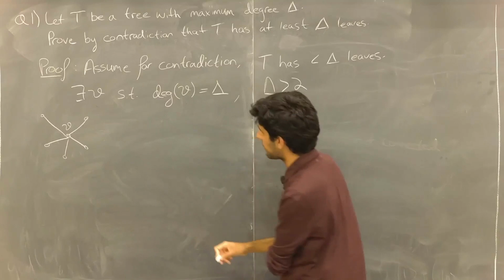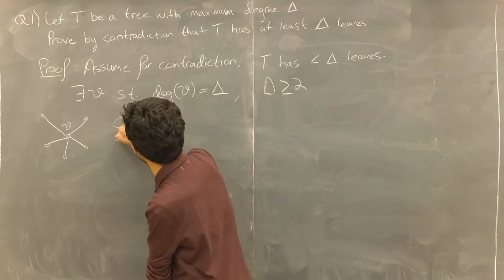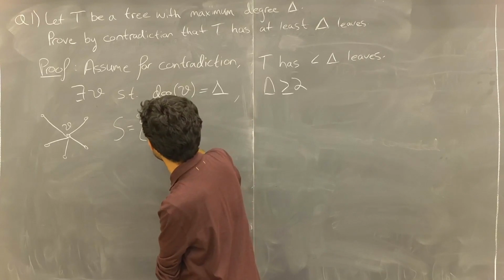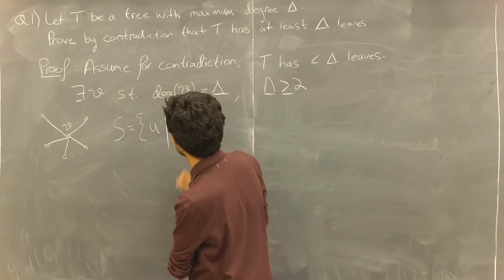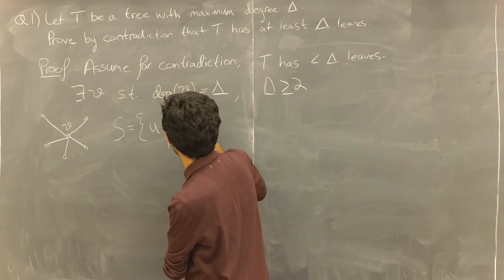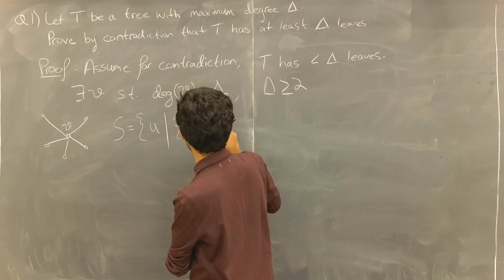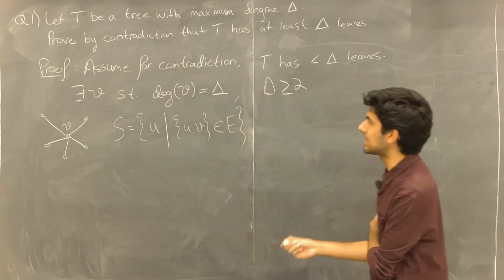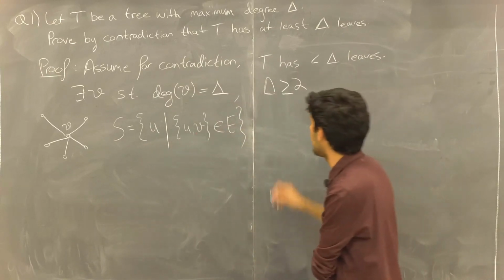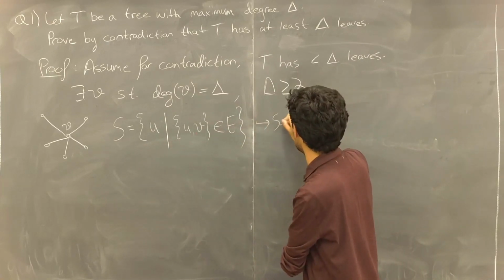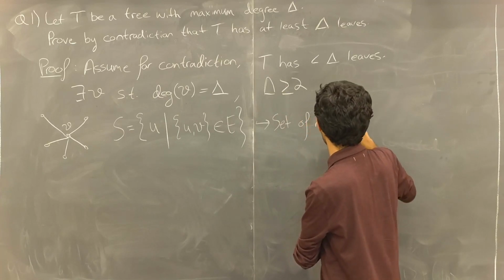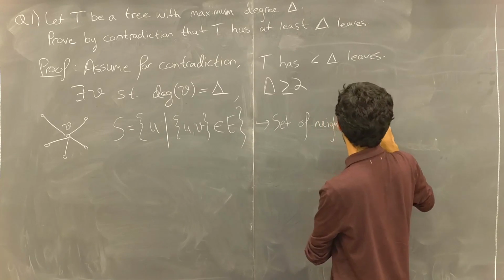So let's define S to be the set of vertices U such that UV is an edge in our graph. So S is just going to be the set of neighbors of V. This is the set of neighbors of V.